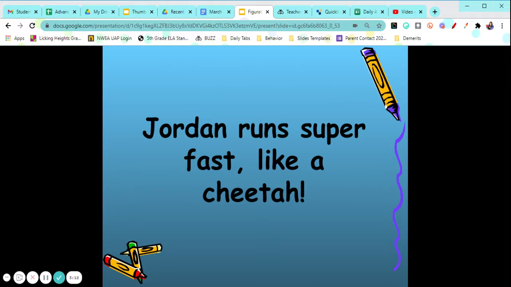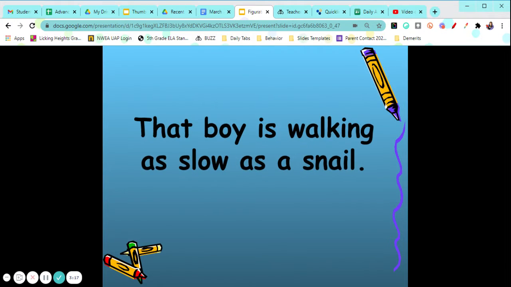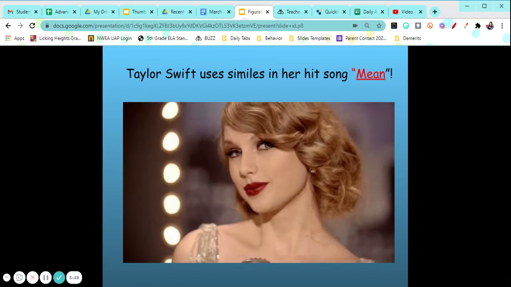Jordan runs super fast like a cheetah. Two things being compared, Jordan and cheetah. That boy is walking as slow as a snail. The boy and a snail, okay?